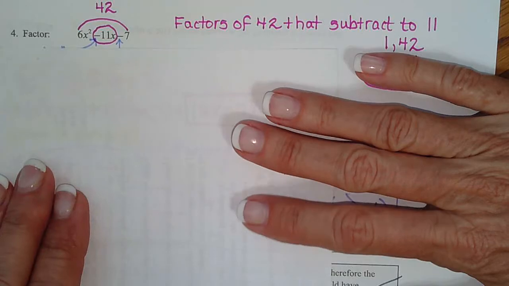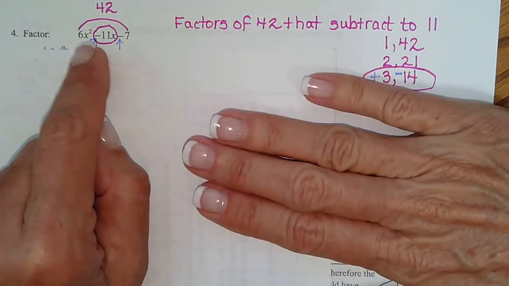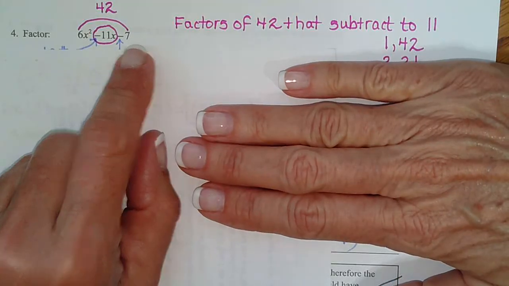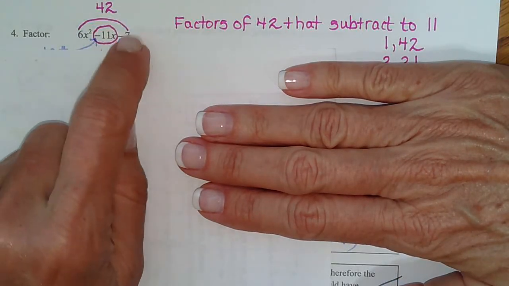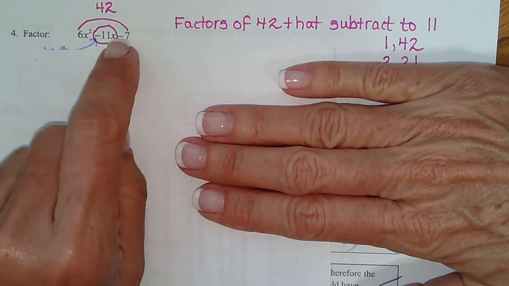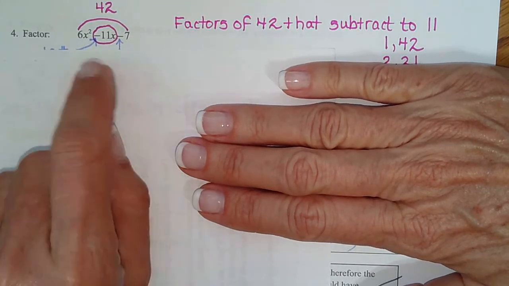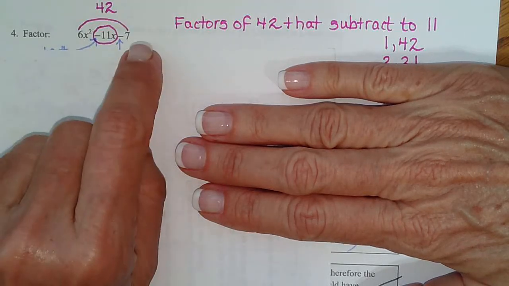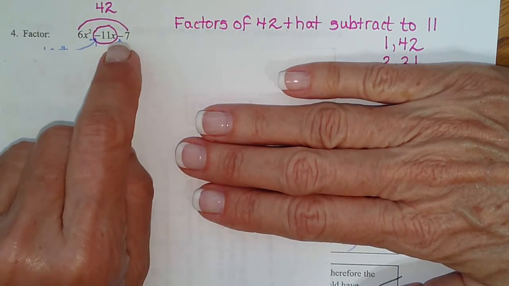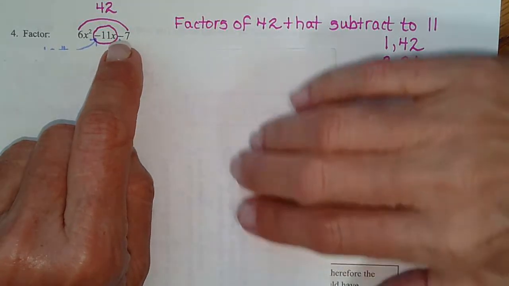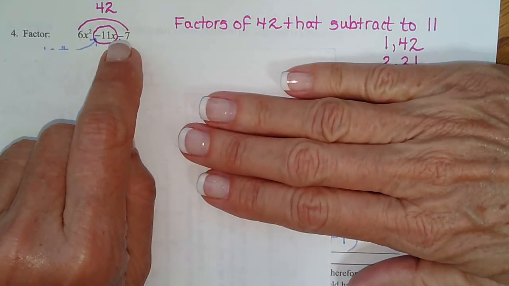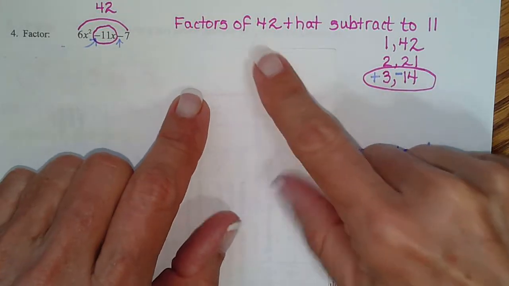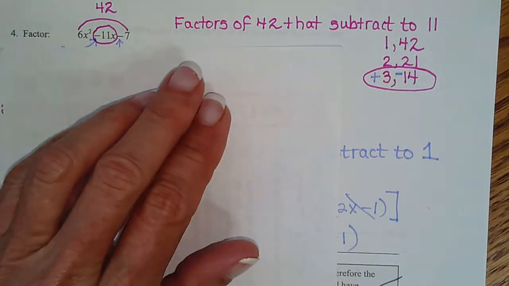So this one, I look for a GCF. And I say, no, there isn't one. So then I do A times C. 6 times 7 is 42. And remember, ignore the sign. We do the signs on the next step here. So we're just looking for factors of 42. Now read the problem backwards. That's subtract to 11. So I go over here, factors of 42 that subtract to 11.